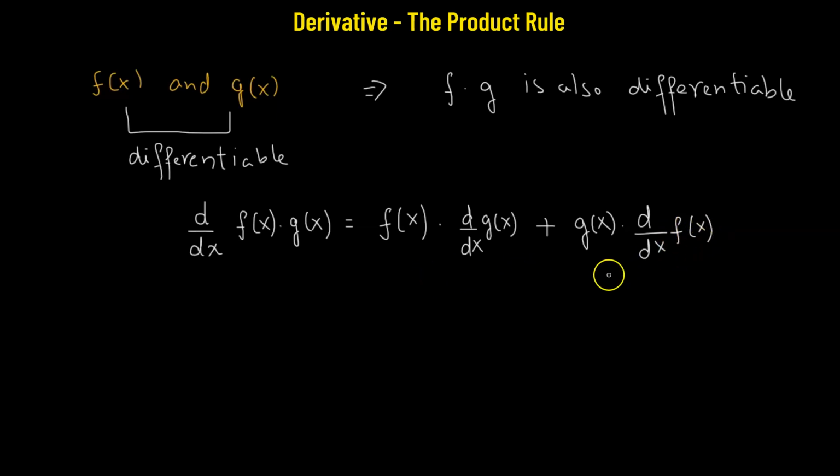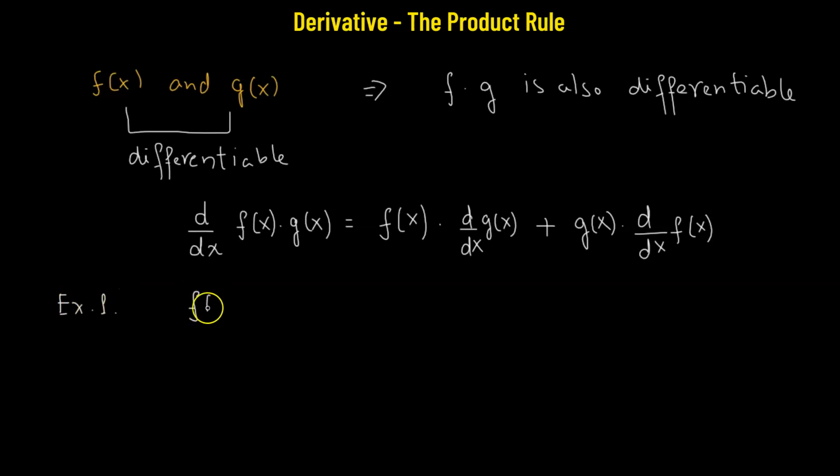So we can follow any order. It's not necessarily that this has to be the first term. We can start by differentiating f of x first and multiplying it to g of x, and then add it to the f of x and multiply it to the derivative of g of x. So in order to understand this, let's consider an example.